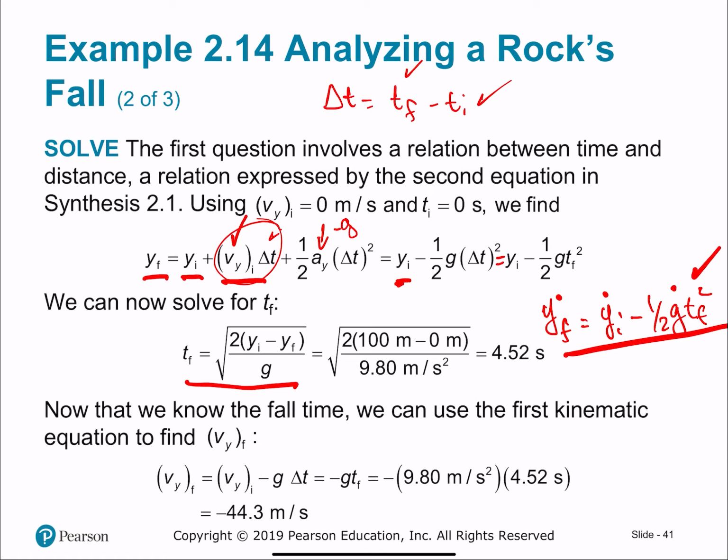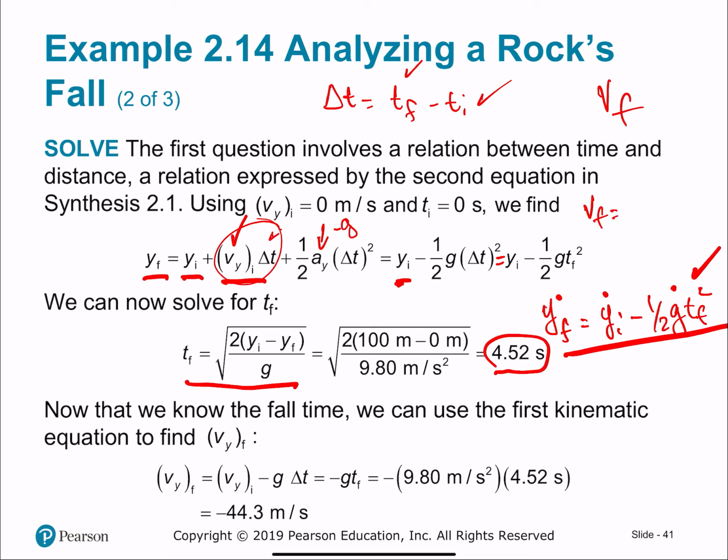And if you solve for this, you put your numbers, you get that this is 4.52 seconds. So that is the time it takes to hit the ground. The second part of the question is finding the final velocity, right? So for that, we use this equation here.